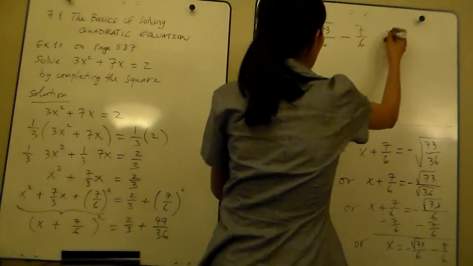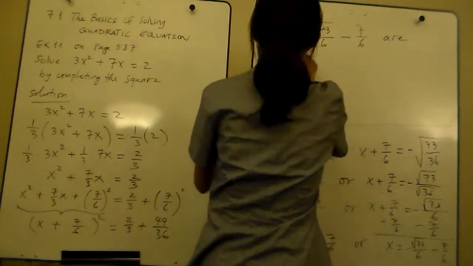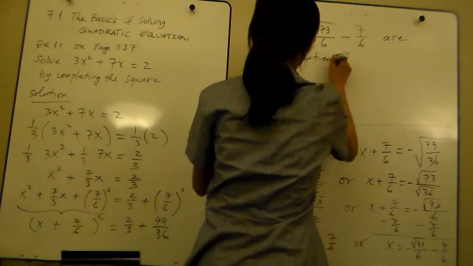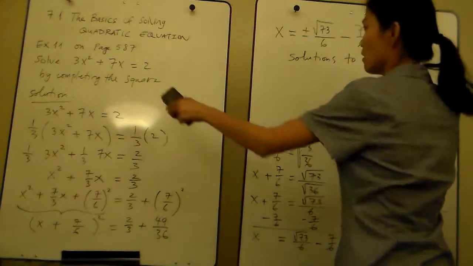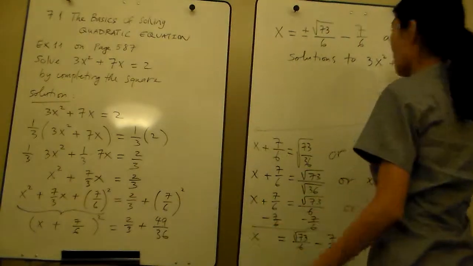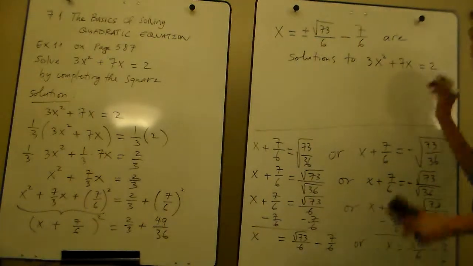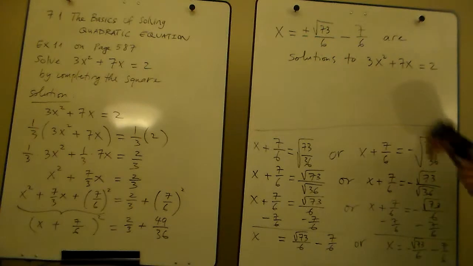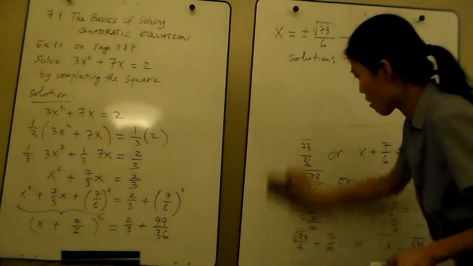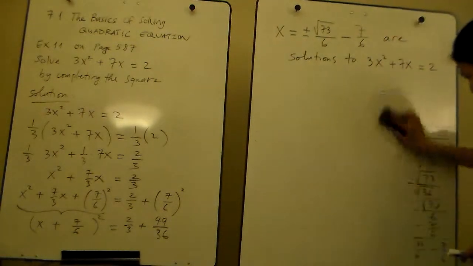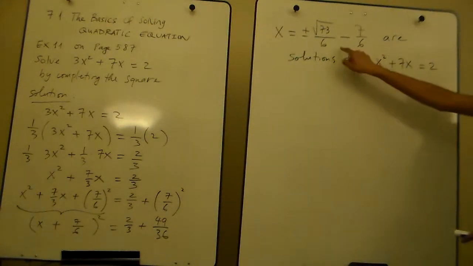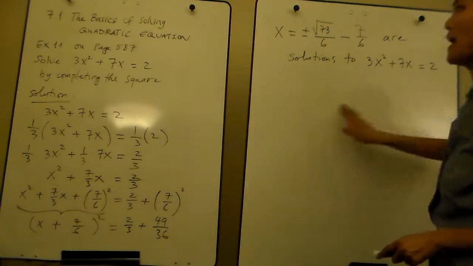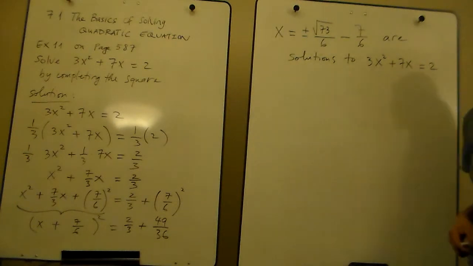So they are solutions to the equation 3x squared plus 7x equal to 2. Okay, so these are solutions to the equation. These are solutions to this equation in example 11 on page 587.